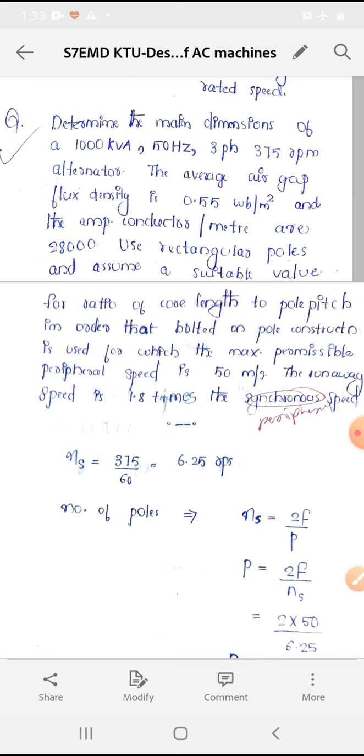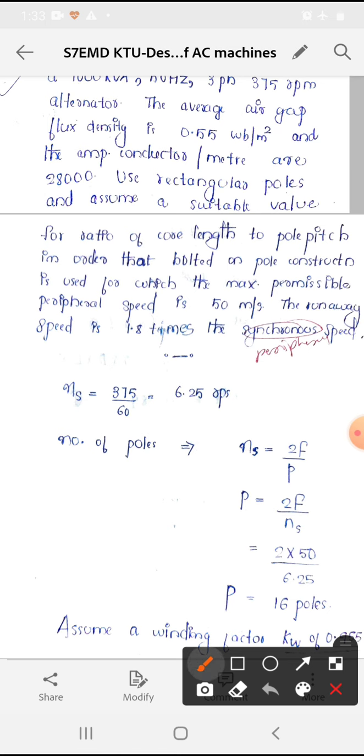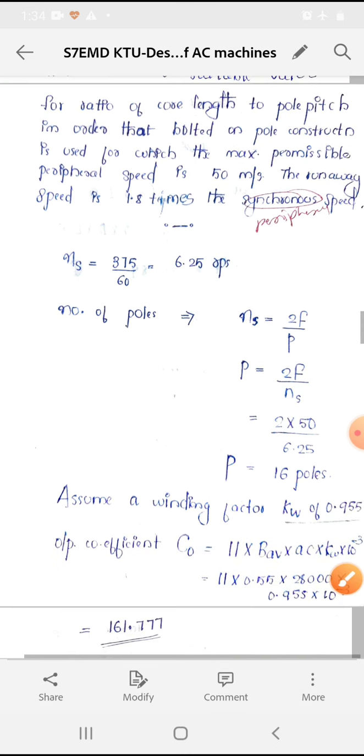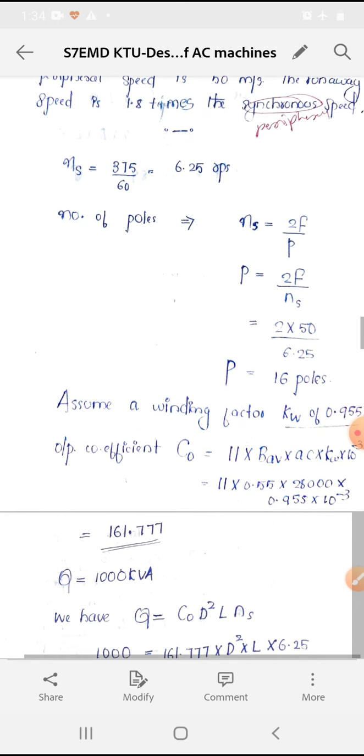For that, first we have to find out the synchronous speed in RPS, that is given by 375 by 60 RPS. Next, we need to find out the number of poles. We know the equation for synchronous speed, that is Ns equal to 2F by P. From this, we will get the value of P. Next, we have to assume the winding factor Kw as 0.955 if it is not given in the question.